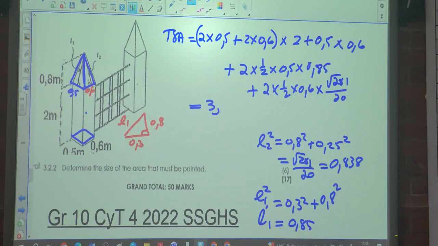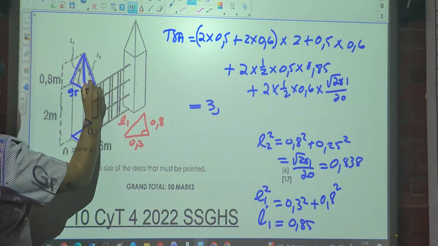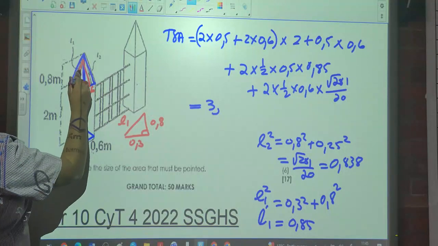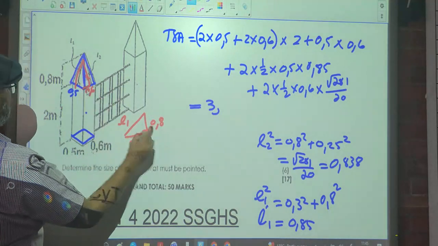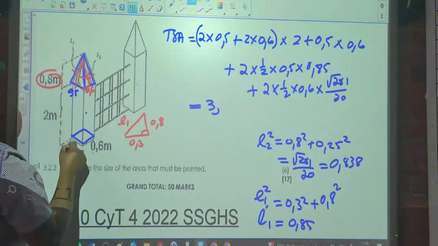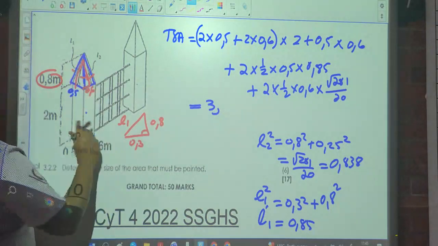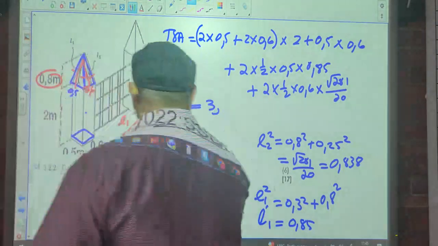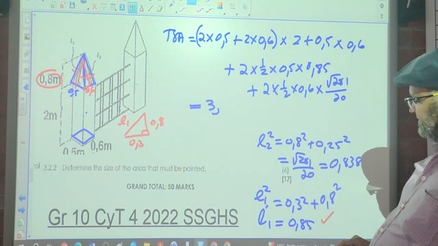Okay, for some reason the answer in the memo is different to what we have, so I'm just trying to figure out where the mistake is. If we consider that to be 0.6, then this triangle here, which I draw now, this is your hypotenuse. This is your perpendicular height here, which is 0.8, which I'm getting from here. That there is going to be 0.3, which is half, because it's an isosceles triangle. L1 belongs to this triangle. If I apply Pythagoras, this is L1. So L1 is 0.3 squared plus 0.8 squared, so that is right.